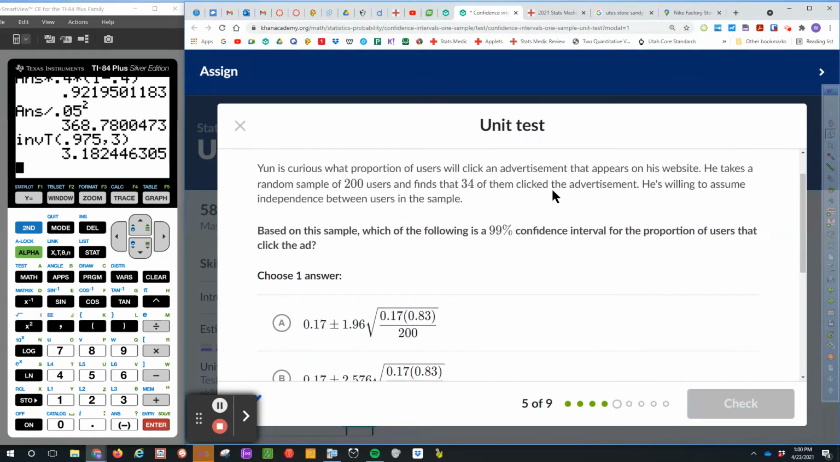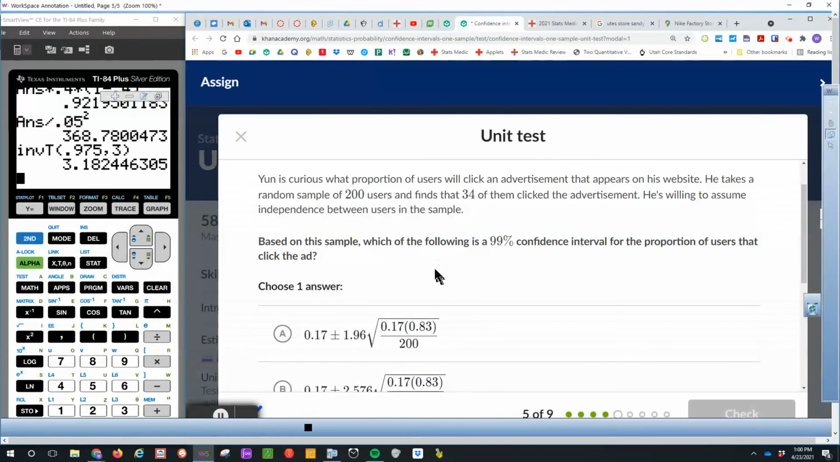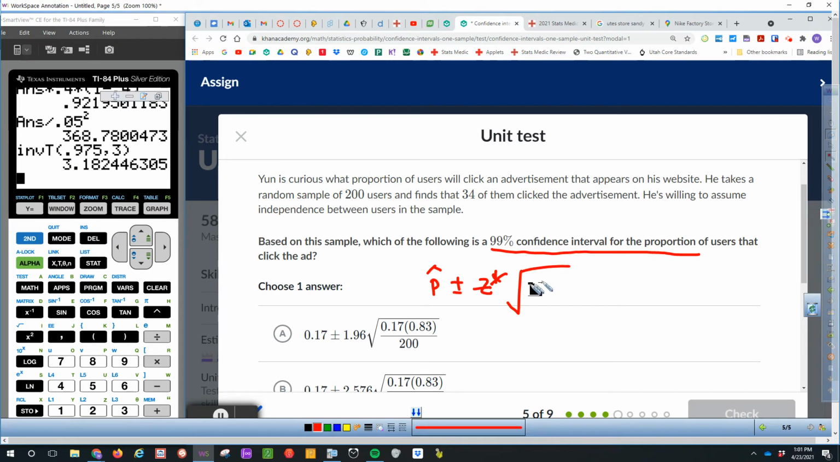So based on this sample, which of the following is a 99% confidence interval for the proportion of users that click the ad? In order to do this question, they're asking us the 99% confidence interval for the proportion. So we need p hat plus minus z star times the square root of p hat times 1 minus p hat divided by n. So do we have all of this? We need to find what p hat is. P hat is 34 out of 200, and 34 divided by 200 is 0.17.